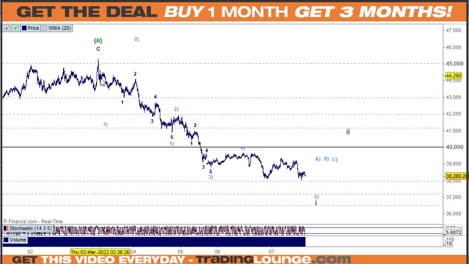But I was looking at this as 1, 2, 3, 4, 5, and ABC for 2, then down for 3. I could probably get 3, 4, and 5 in there. That might work a little bit better, actually.